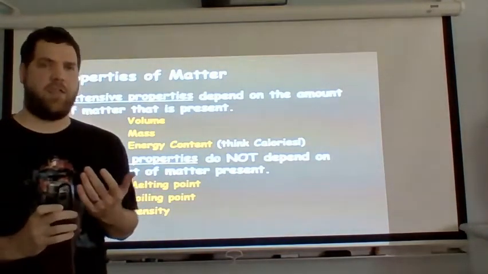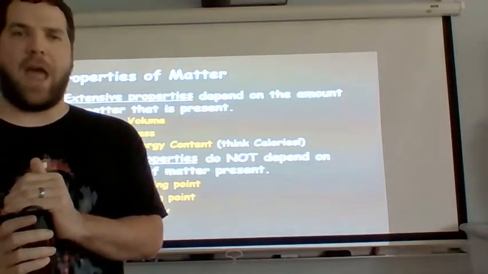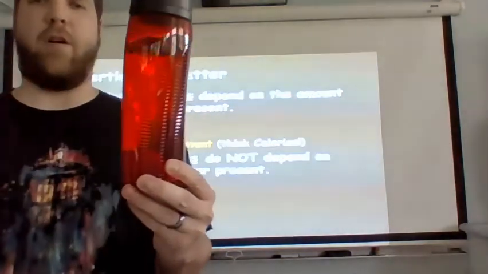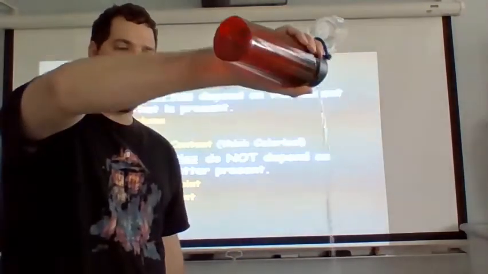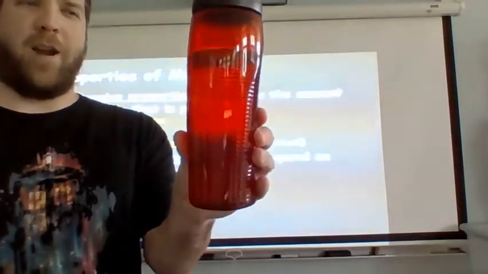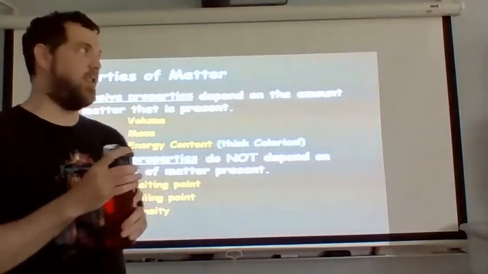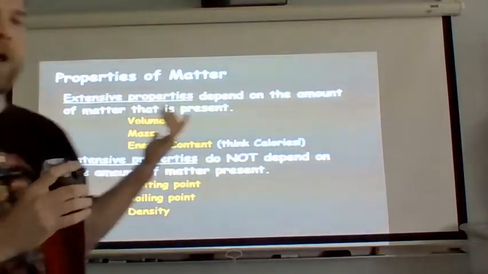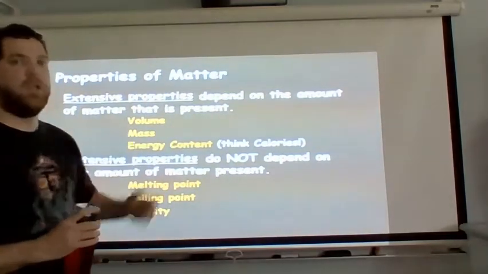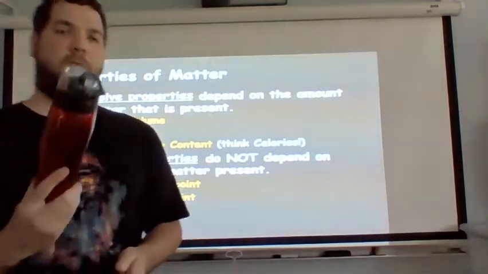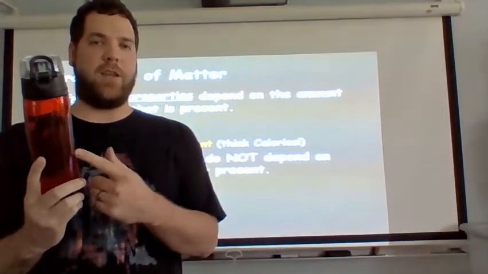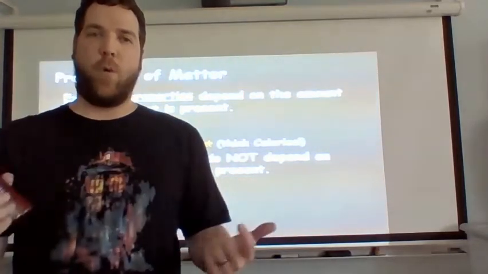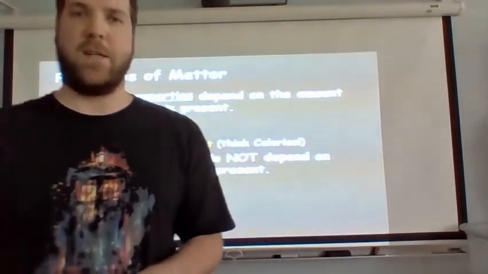So if we're saying that it depends on the amount of what you have, I have a volume of water in this water bottle, and if I pour some out, I have less water in the water bottle, right? So it depends on the amount present. So that would be an extensive property, and that's how we know that volume is an extensive property. But if we took the boiling point of this water, it would still boil at the same temperature that it did when there was more of it. So the boiling point never changed. That's why it's an intensive property.